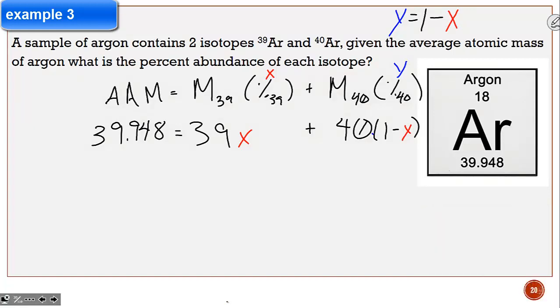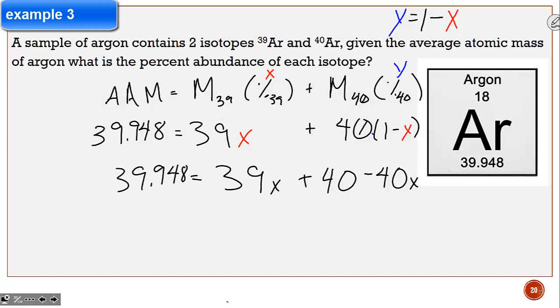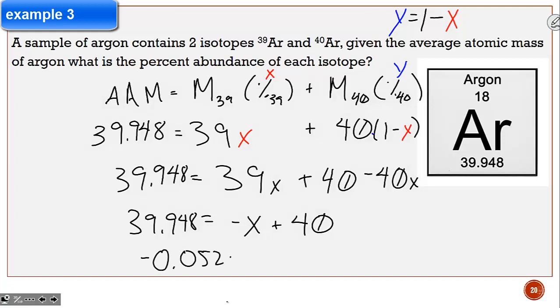39x plus 40 times 1 minus x has to equal 39.948. We can distribute. We get 40 minus 40x plus 39x has to equal 39.948. Combining like terms, we get negative x plus 40 equals 39.948. So I get a negative 0.052 equals negative x. Divide by negative 1 on both sides to get that x is 0.052. Or the percent of 39 would be 5.2% by multiplying by 100.